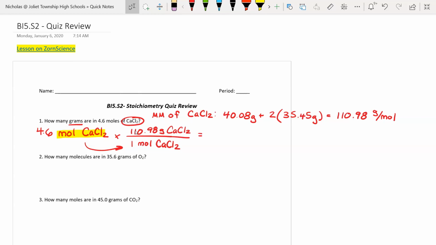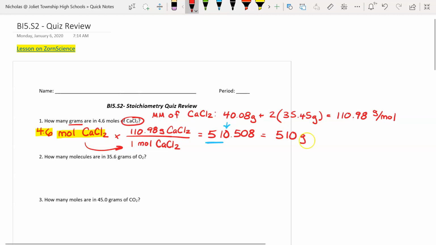And when we multiply this out on our calculator, we get 510.508. And then looking at what's given here, we have 2 sig figs. So I'm going to underline the first 2 digits and then look at the next. So when we go to round this, this is going to be just 510, no decimal. If I added a decimal there, that would be 3 sig figs. This is just 510 grams.